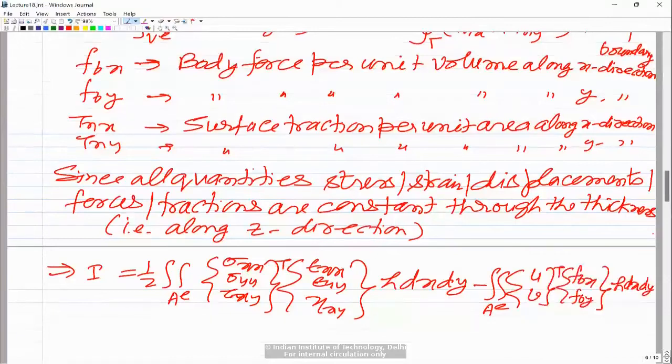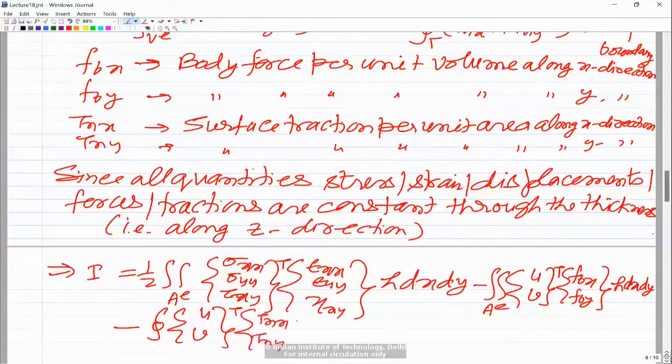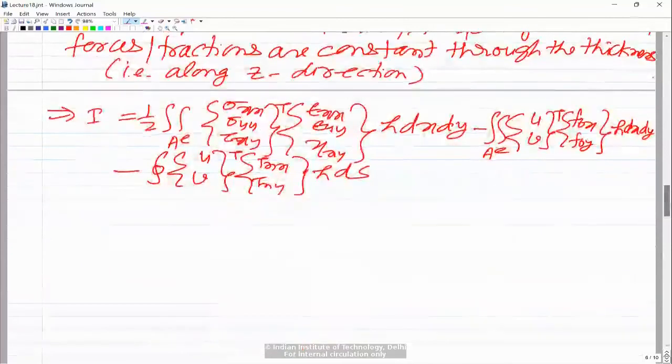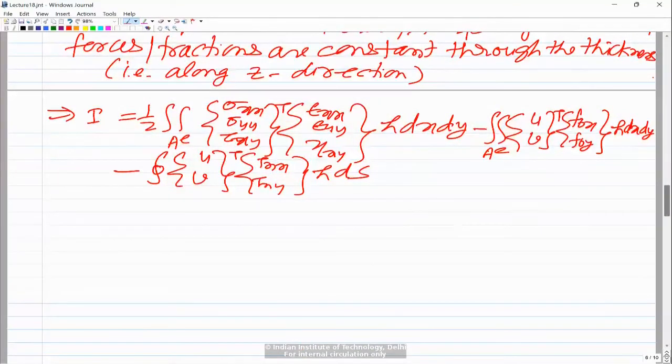And the traction, similarly minus integration over the volume, can also be written in the form of matrix and vector. So u and v transpose into t nx, t ny, and then h into ds. So this is what you get as the integral functional. Right now this integral functional involves both stress and strain quantities. So we want to write everything in terms of strain, so that finally strains are written in terms of displacement. So everything is in terms of displacement.